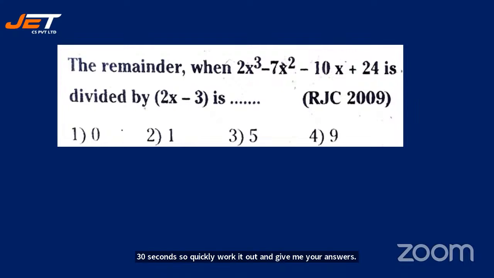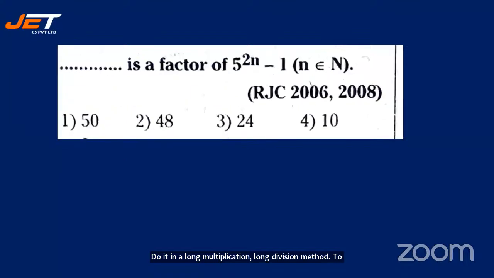Or you can take it in this way. You have to do it by the long division method. 2x cubed minus 7x square minus 10x plus 24 divided by 2x minus 3. Do it in the long division method to get the remainder. All right. So let's see, the remainder here is 0, right? Yes, see the next question.